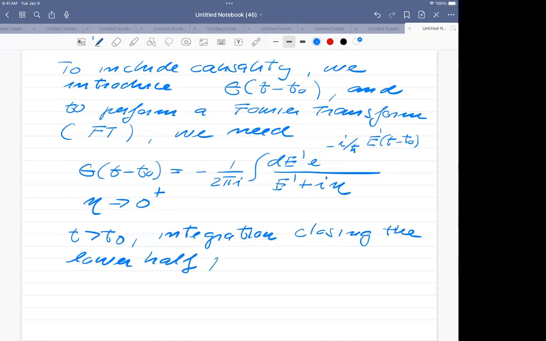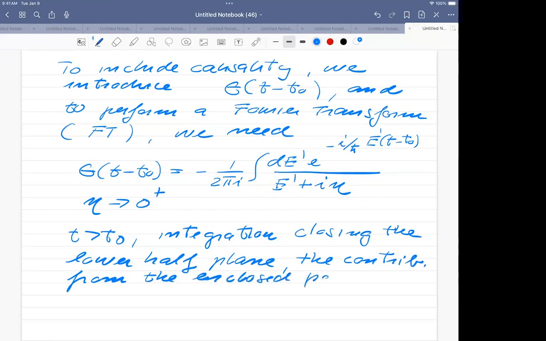Half plane. And then the contribution from the enclosed pole is going to give us just 1. So the contribution from the enclosed pole gives just 1 here.